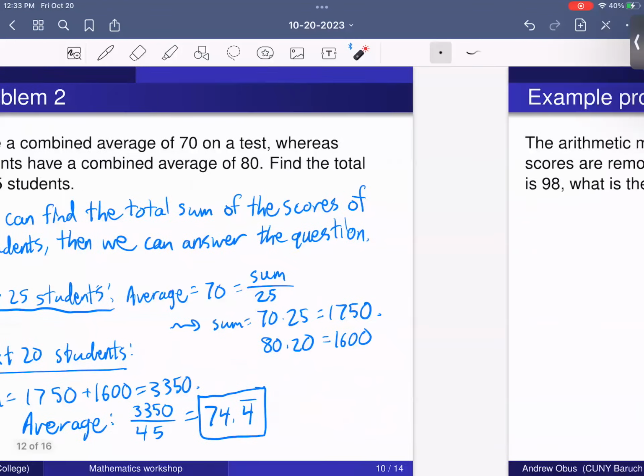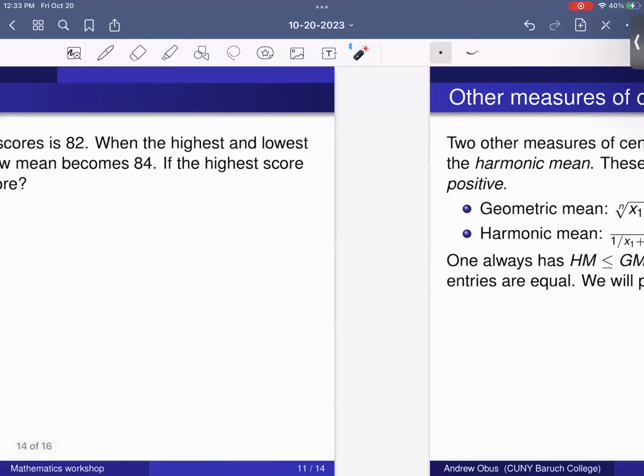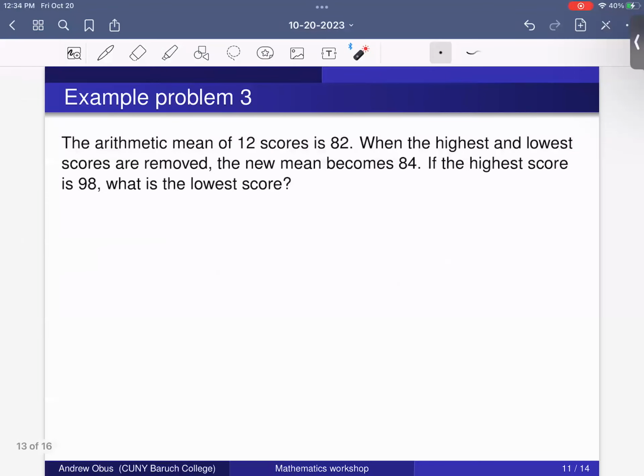Okay, so let's do one more problem. This is probably the last one we'll have time for today. I also want to talk a little bit about other kinds of means, but we won't have enough time today for that, so I'll save that for next time.